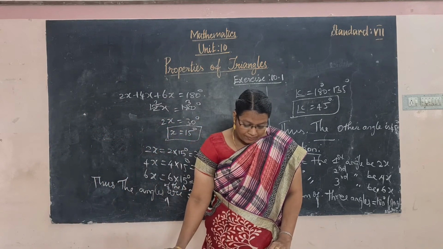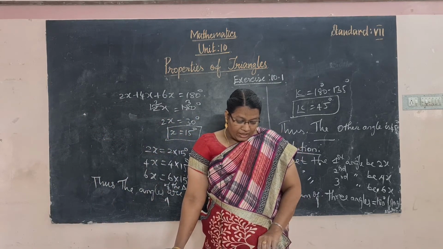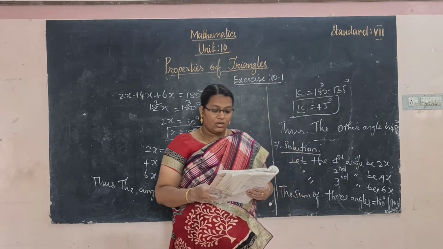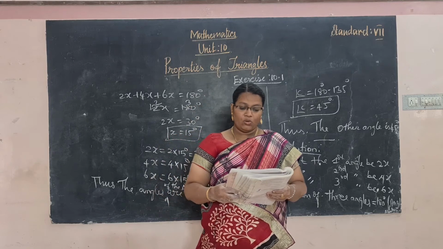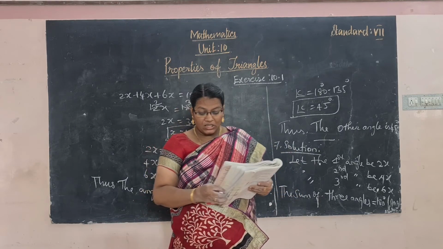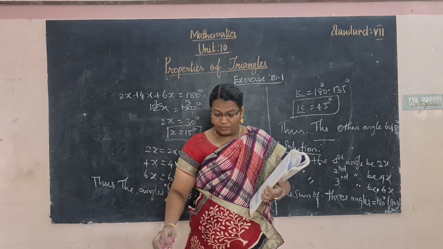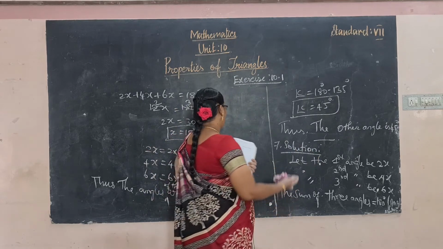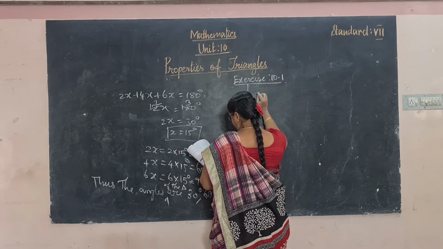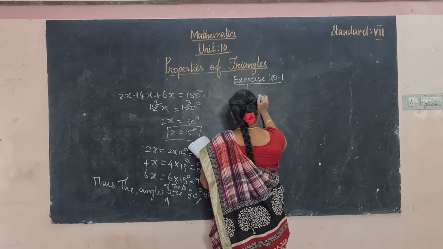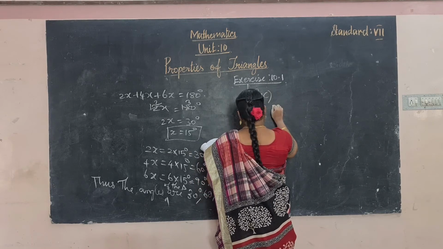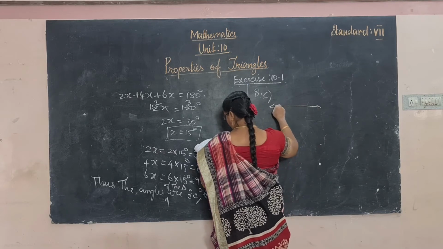That's it. And finally, 8th problem, find the measure of x in each of the following figures. First one you will do as homework. A and B are very easy ones. Now move to C, D. Eighth one, C problem. Diagram is given.